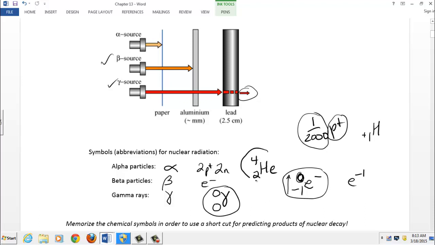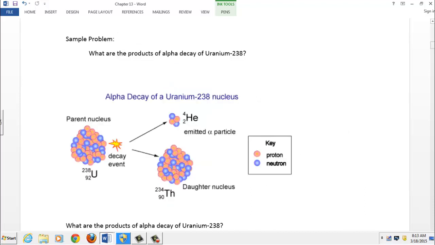Okay, and so what we need to do in order to predict what radioactive atoms turn into, here's the secret. Let's memorize these 3 chemical symbols. So let's try some sample problems. Here we go. Uranium is radioactive.